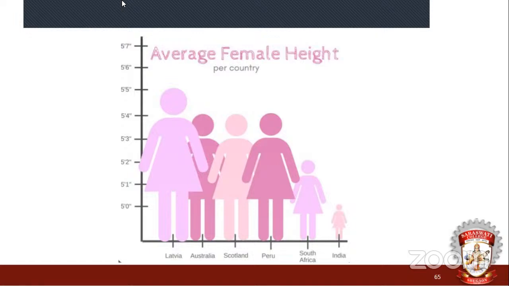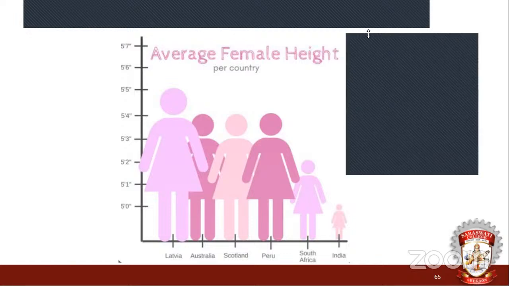Anybody who looks at this picture, what's the perception you build? Anyone can unmute and answer or type in the chat. What's your reading after this picture? What do you conclude after looking at it? The picture represents female heights in different countries. If you compare Indians with, let's say, women in Latvia or Australia, what perception do you build out of this picture? Average height of Indian women is less, Nikhil says. Any other perception other than Nikhil sir?